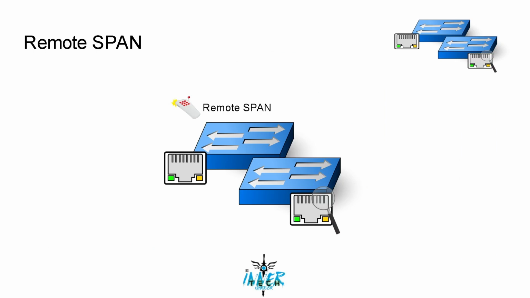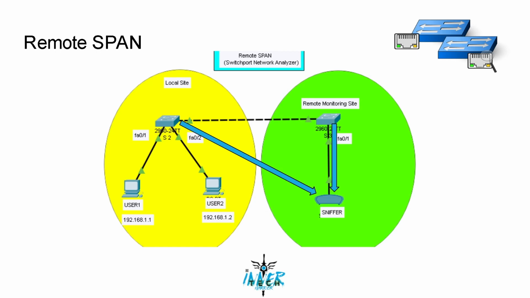RSPAN stands for Remote SPAN. It forwards mirrored traffic across multiple switches to a destination port on another switch. This allows you to centralize your traffic from a bunch of different switches to one network capture device.